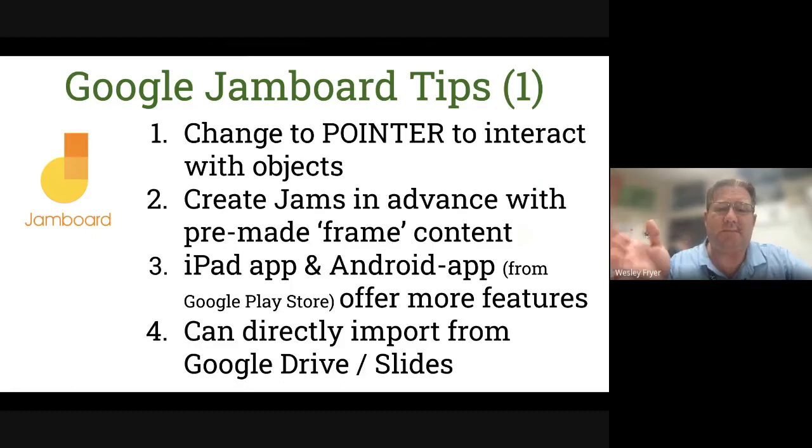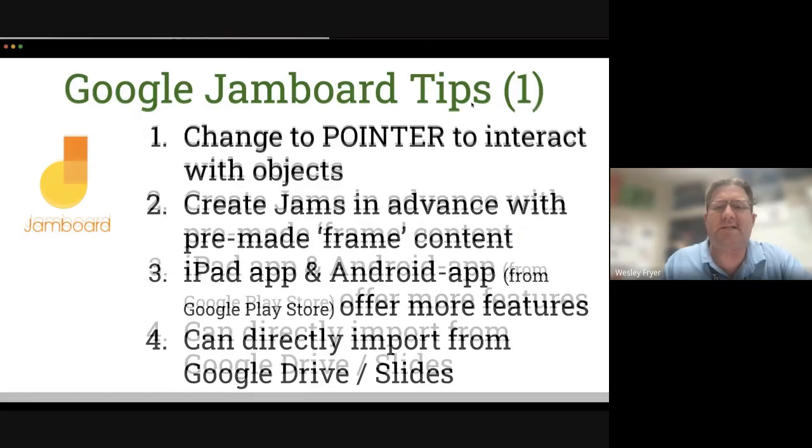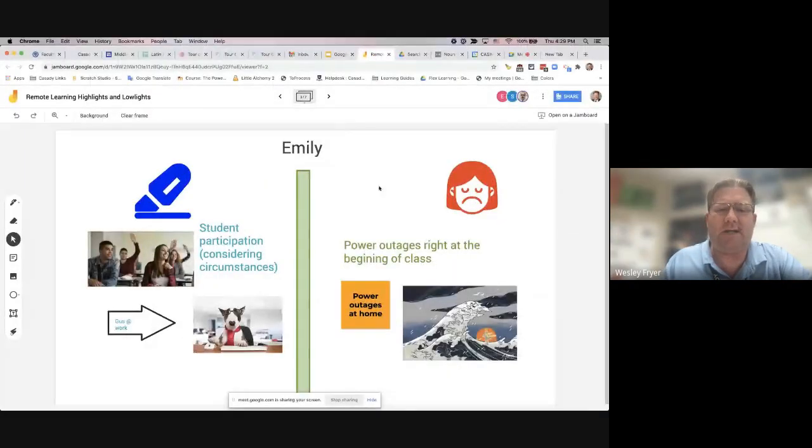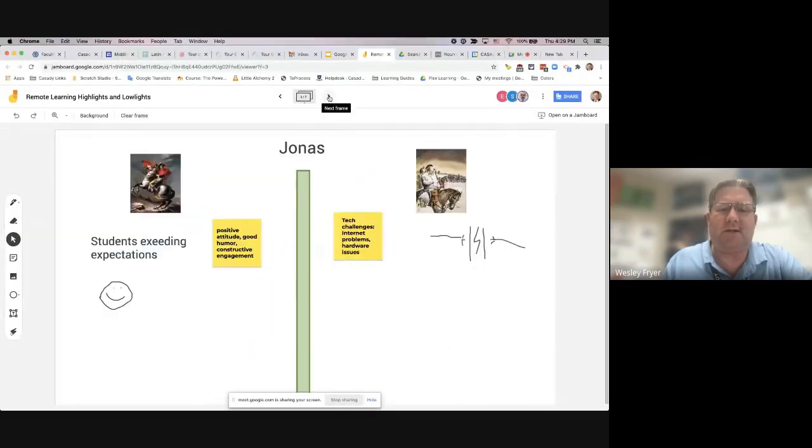In terms of tips, you want to make sure that you change back to the pointer when you want to interact with objects. So for instance, I'm going to go back to our Jamboard here, and both Emily and Sarah have added, and Jonas has got pictures on there too. Look at that. Whenever you want to interact with an object like a sticky note or an image, then you want to be selecting this third object so that you are not writing, basically, and then you can move or change it.